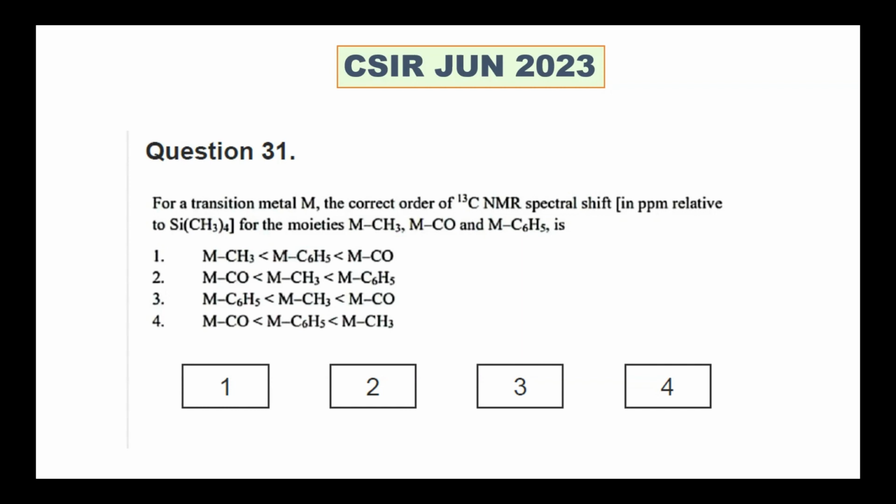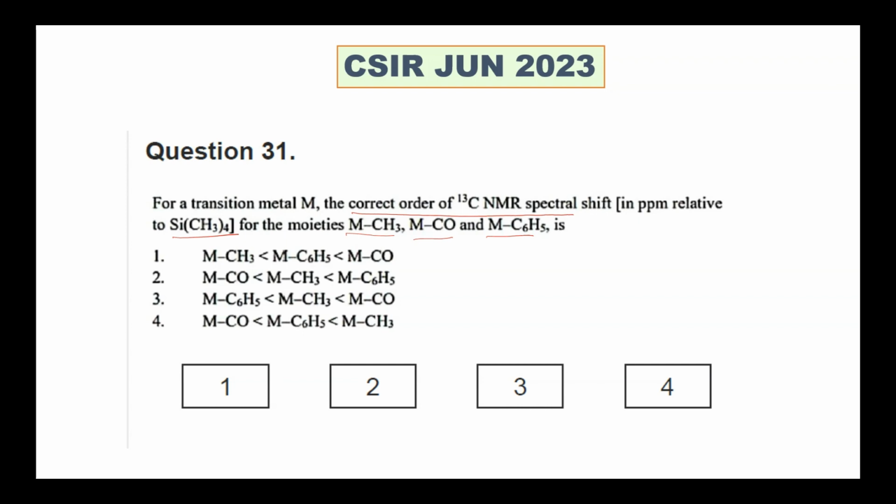Let's solve some CSIR, GATE, and JAM questions based on these chemical shift values. The very first question is a very recent question, a 2023 question, which asks for the correct order of C13 NMR spectral shift in ppm relative to TMS. So from TMS, how much deshielding are they asking? The one which is highly deshielded will have the highest value. Here they have given the CH3, CO, and the benzene.